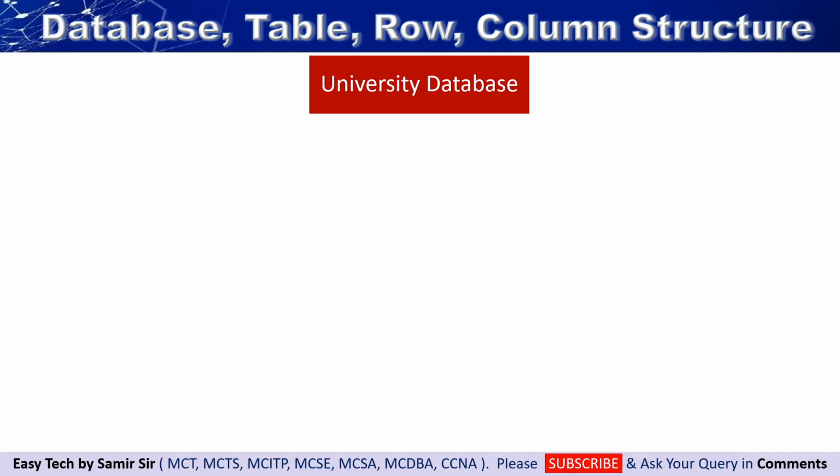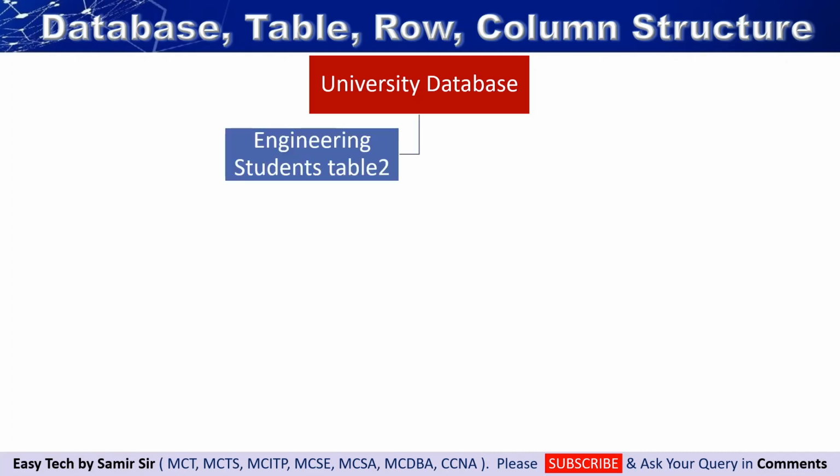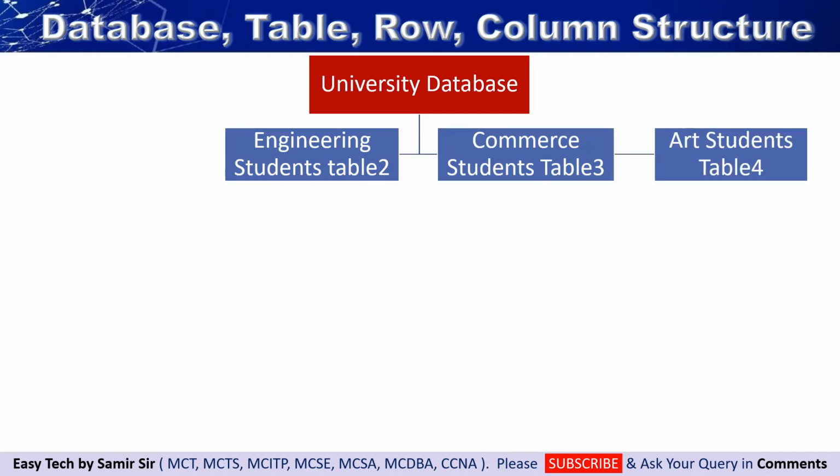Suppose I want to save some university database. In a university database, you may have some streams, like streams for engineering students. We may have a student table for commerce students, a students table for art students, and similarly for medical students. So we may have different tables for medical, engineering, commerce and art students.